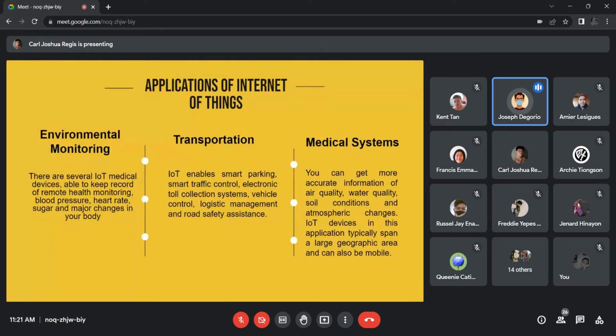Environmental monitoring, you can get more accurate information of air quality, water quality, soil conditions, and atmospheric changes. IoT devices in these applications typically span a large geographic area and can also be mobile.